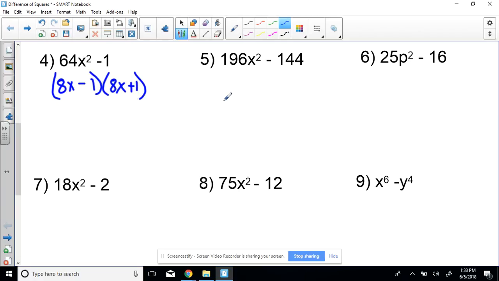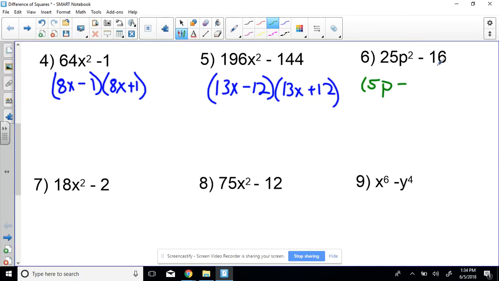Okay. Square root of 196 is 13x minus square root of 144 is 12. So the second part is going to be 13x plus 12. Okay, square root of 25 is 5. Square root of p squared is p. Minus square root of 16 is 4. So 5p plus 4.